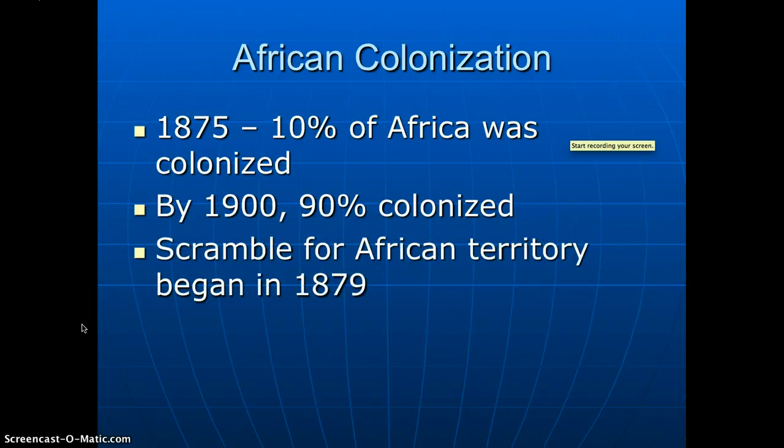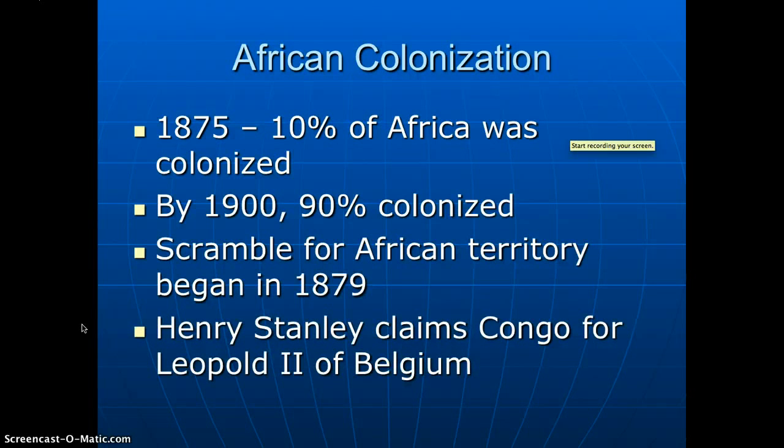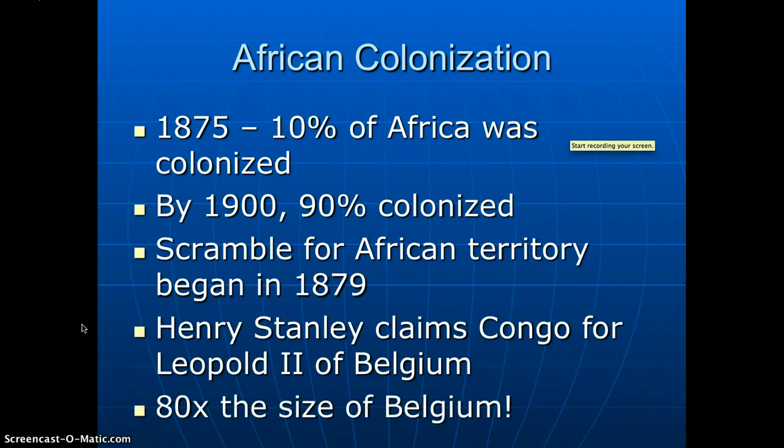So the scramble for African territory begins in 1879 when Henry Stanley, the same explorer who found Dr. David Livingstone, claims Congo for King Leopold II of Belgium, and this kicks off the whole scramble. By the way, Congo, 80 times the size of Belgium. So keep that in mind.